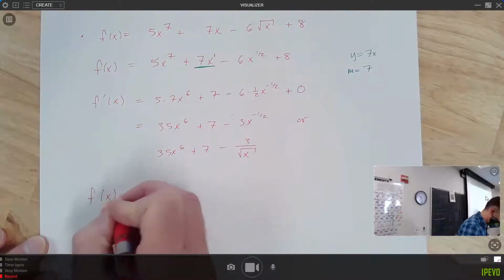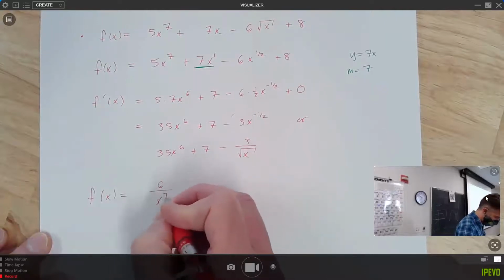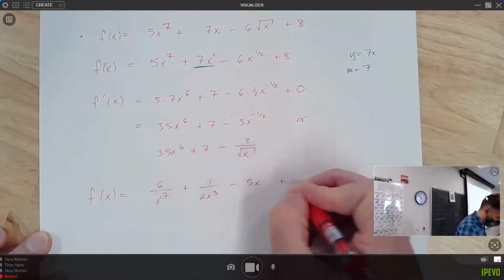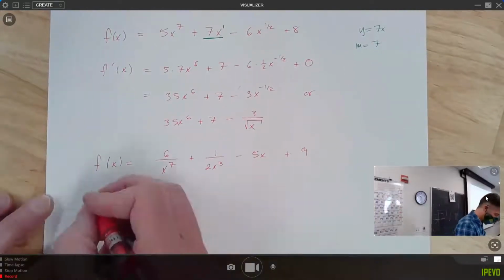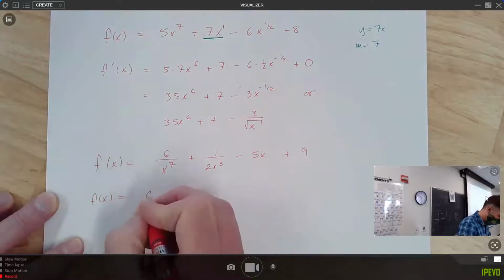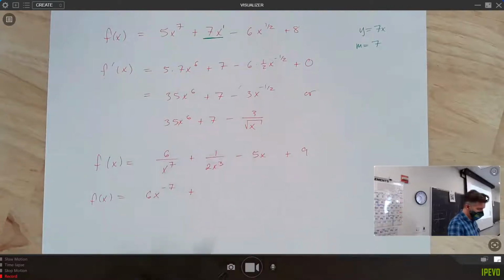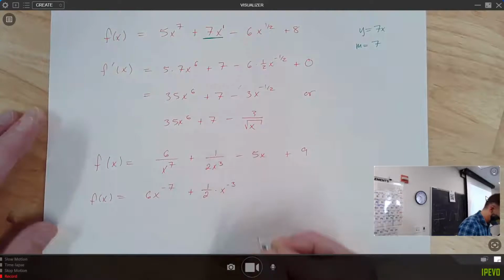So for example, if we were looking at the function 6 over x to the 7th plus 1 over 2x cubed minus 5x plus 9, if I was going to take the derivative of that, I would definitely rewrite it first. I write it as 6 times x to the negative 7th. And be careful with this 1 over 2x cubed. You can bring the 2 up if you want to. You shouldn't. But if you brought the 2 up, it would be 2 to the negative first, which is just 1/2, which is why I'm going to leave it in the denominator. I'm going to write it as 1 over 2 times x to the negative 3rd.